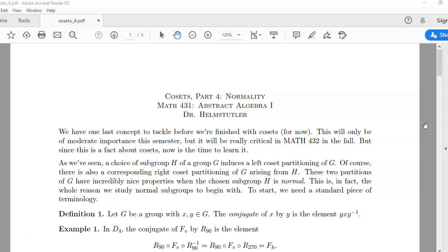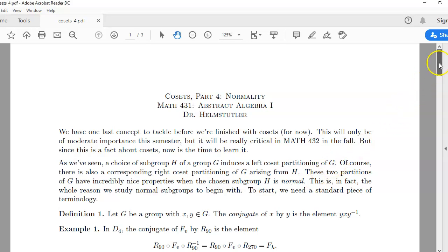So anyway, as we've seen, when you choose a subgroup H of a mother group G, you get a left coset partitioning of G, right? The cosets all partition your group without overlap. But of course, there's also the corresponding right coset story. The same thing happens on the right side with right cosets. And these two different partitionings of the mother group have really nice properties when the chosen subgroup is nice, and that means normal. And so our goal in this lecture is to describe what a normal subgroup is, okay?